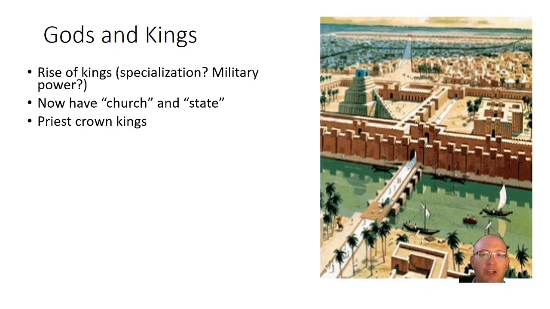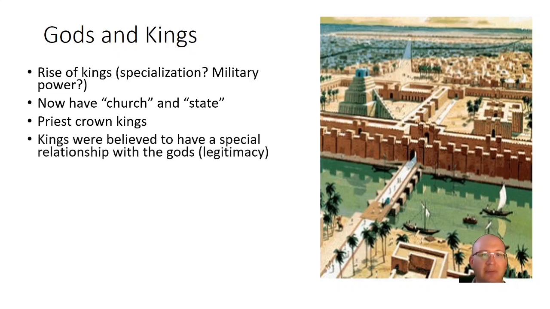So when you became king, you had a ritual in which you were crowned by the priests. And kings were believed, in a sense, through that crowning, to have a special relationship with the gods. That gives them legitimacy. Why do you have the right to rule me? Why do you have the right to collect taxes from me? Well, the gods who control the world have chosen me, and I have a special relationship with them, in part thanks to the priests, and that's why you should do what I say.